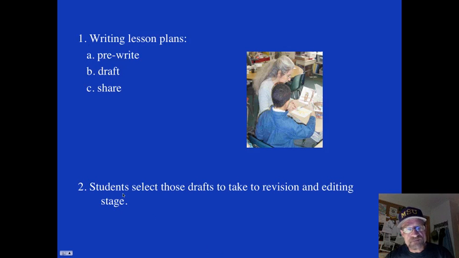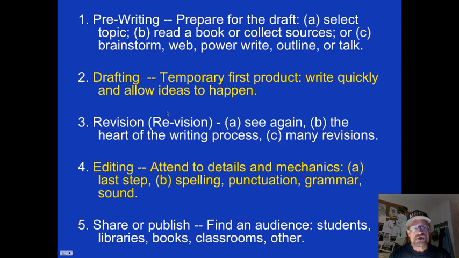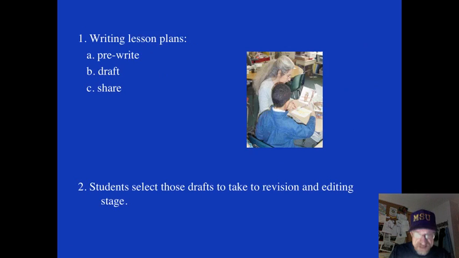In the 5-step writing process, students choose. They select which of these drafts they're going to take to the revision and editing stage. Not everything goes to this stage. Just like in reality, I'm able to choose which of my drafts I revise and edit and ultimately share or publish. And literacy should look like reality. It should reflect reality to the greatest extent possible.